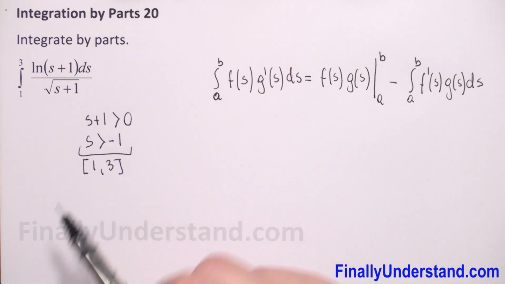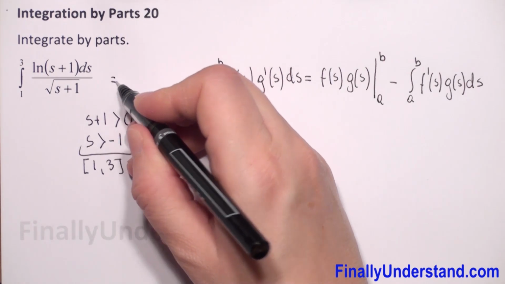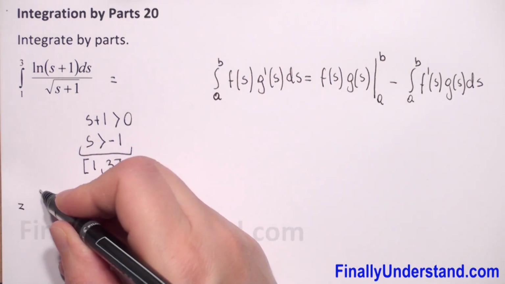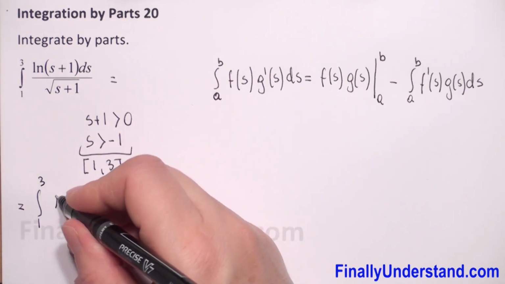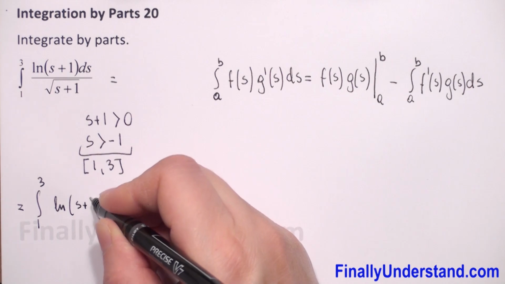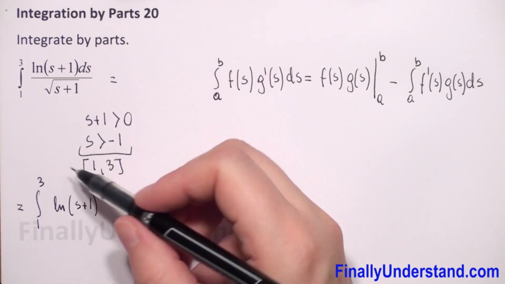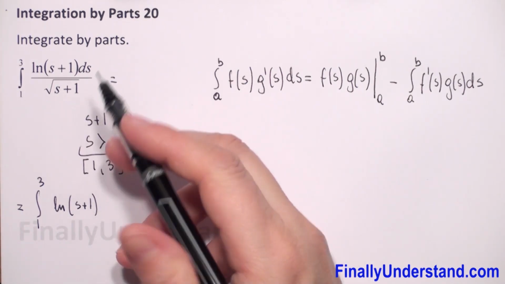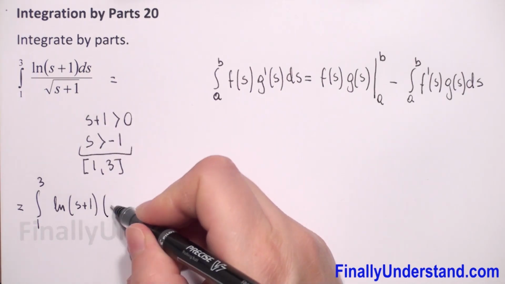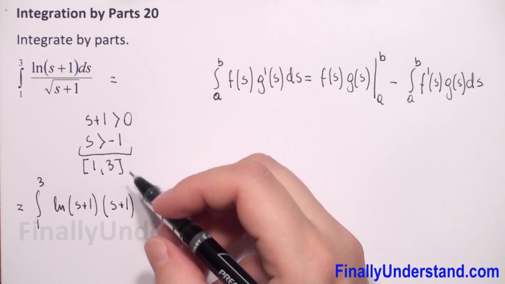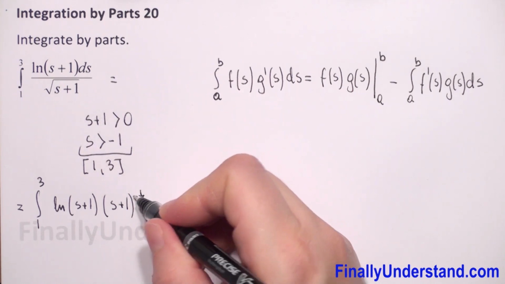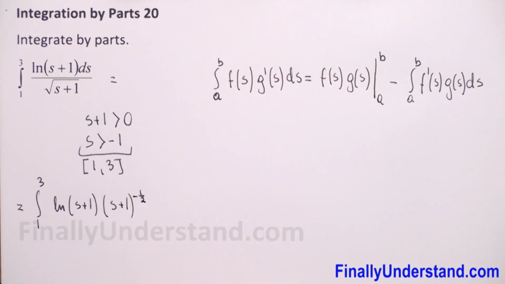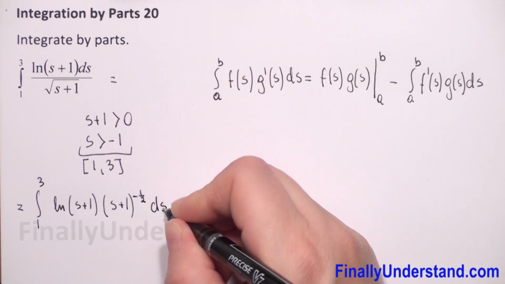Next, we have to rewrite our function to product. So let me put this is equal. We have integral from 1 to 3. We will copy numerator, natural logarithm of s plus 1. And instead of square root, we will put s plus 1 to power 1/2. So we have square root, and we need to put negative sign because we take this square root to numerator, and we have integral with respect to s.